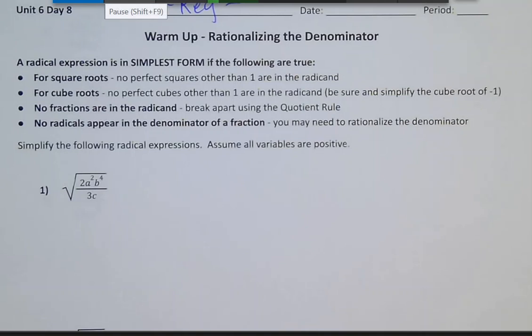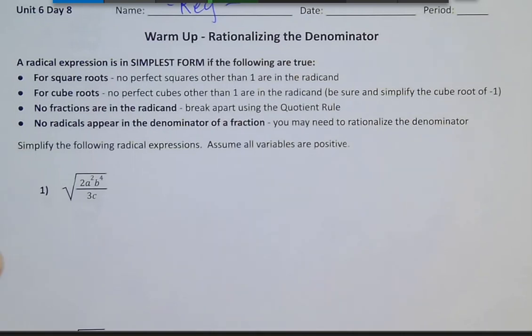All right, today we're going to just warm up by rationalizing the denominator. So this is a follow-up. Our last lesson was Unit 6, Day 7, where we talked about rationalizing the denominator. What we mean is we want our denominator to have a rational number, not the square root of something that is not a perfect square.